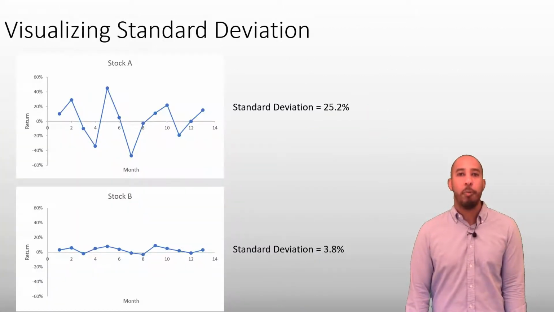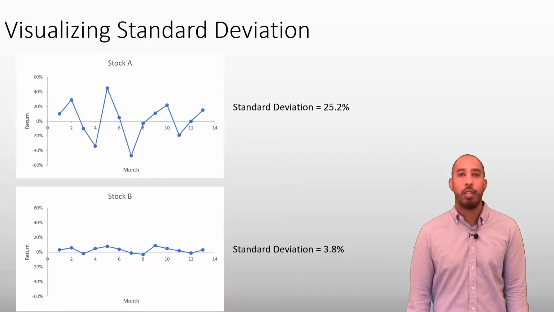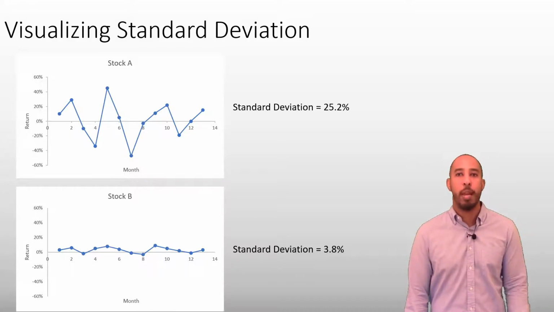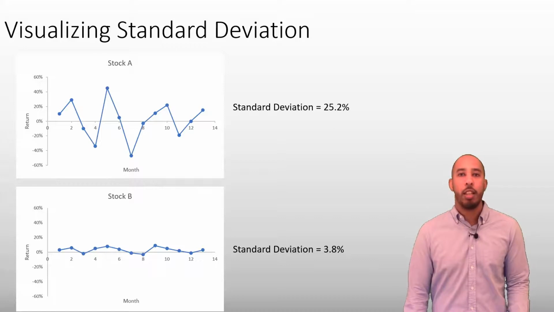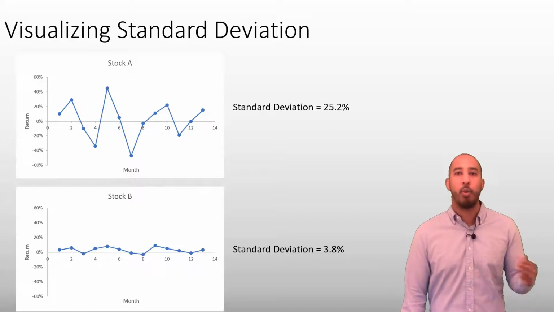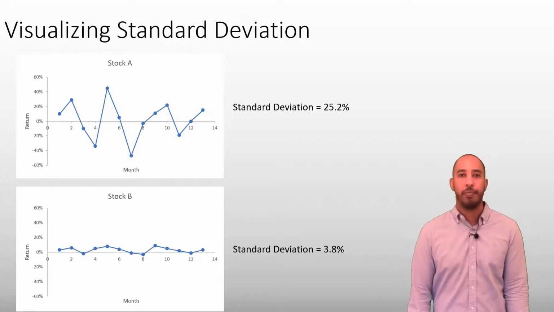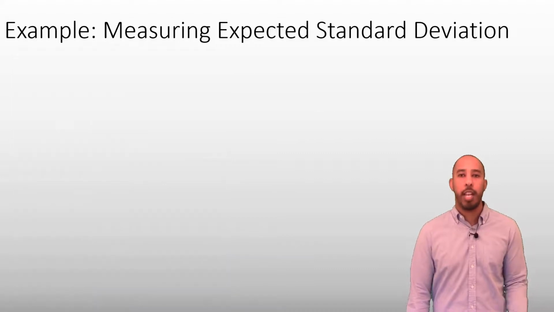We can go back to our two pictures from earlier and quantify the risk that we visualized with standard deviations. Stock A has a standard deviation of 25.2%, and stock B has a standard deviation of 3.8%. As we can see, the more volatile the movements are, the greater the standard deviation. So that was historical standard deviation.